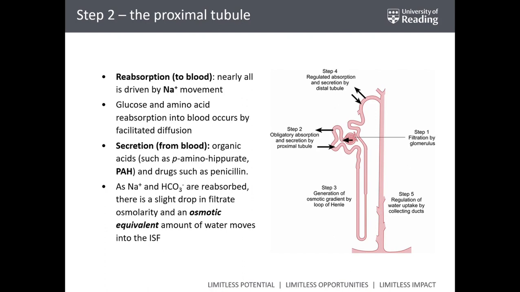So, as I mentioned, sodium and bicarbonate are fully reabsorbed in the proximal convoluted tubule. And of course, as they are reabsorbed, there is a slight drop in the osmolarity of the filtrate. So since there is this drop in the osmolarity, and since the junctions between cells in the proximal convoluted tubule are not very tight, there is an osmotic equivalent amount of water that moves from the proximal convoluted tubule into the interstitial fluid. Okay?